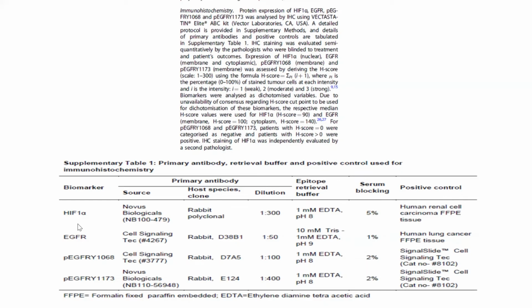Okay, so for every protein or molecular marker, there is one positive control, which we run with all the sets. For example, in case of HIF-1 alpha, it is human renal cell carcinoma FFPE tissue. FFPE means formalin fixed paraffin embedded. And we check the antibody, whether it is working or not, first on this positive control. That means, sure shot, if the antibody is working, we should get the staining with this positive control. And then the same protocol is applied on the tissue on which we are working.